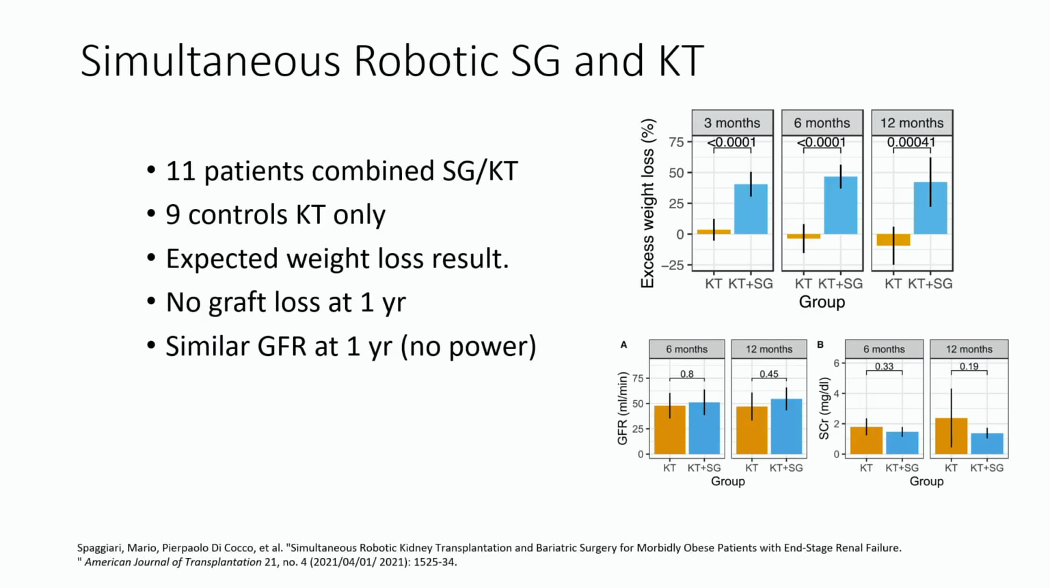I'd like to just talk about this simultaneous robotic sleeve gastrectomy and kidney transplant because it's so sexy. It's small, but some numbers, with 11 patients. They got the expected weight loss result, although maybe 50% of excess weight at 12 years is perhaps a little bit modest. And from a transplant point of view, the GFR was exactly the same as what they achieved in smaller patients.